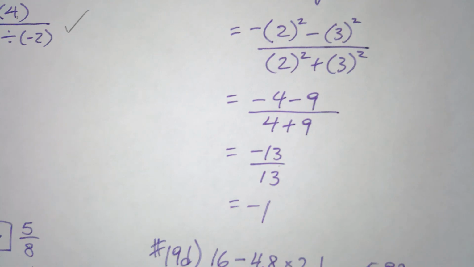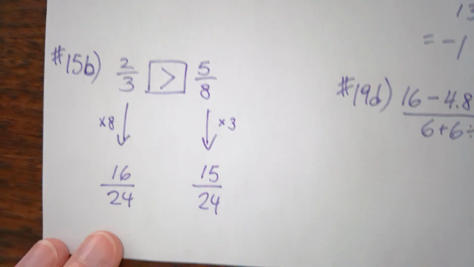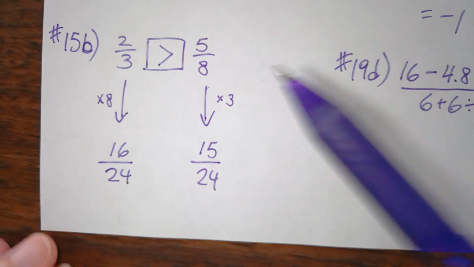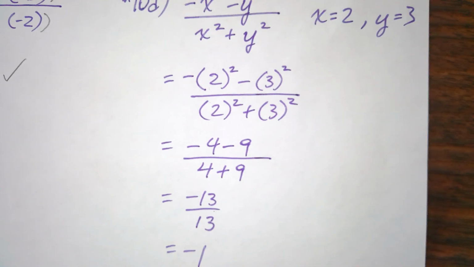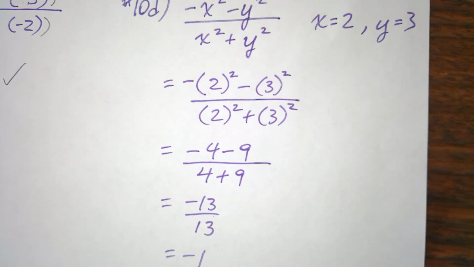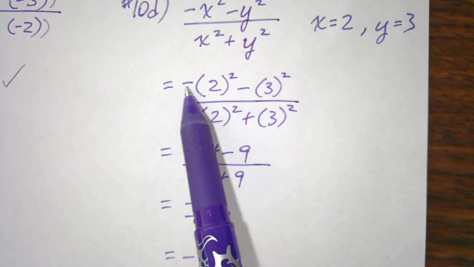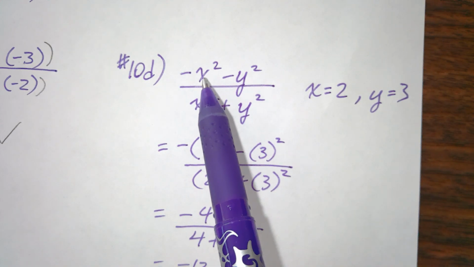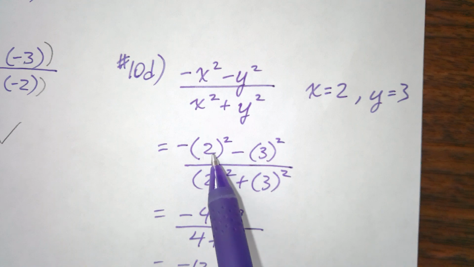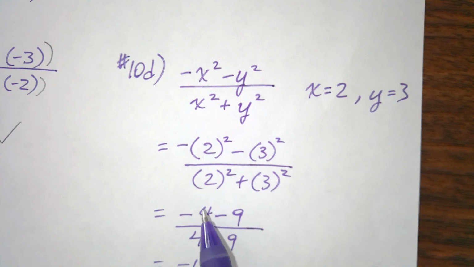Okay, last two. Number 15B. So for that one, is it negative 2 squared plus negative 2 times negative 2? No, the negative stays on the outside. Yeah, so you're only putting a bracket around the 2. So this is just 2 squared, which is 4, and then the negative.